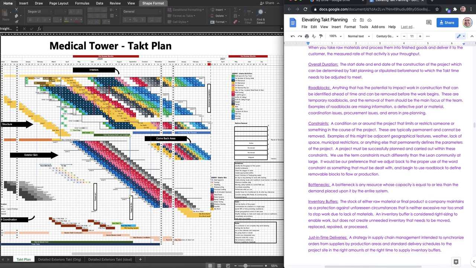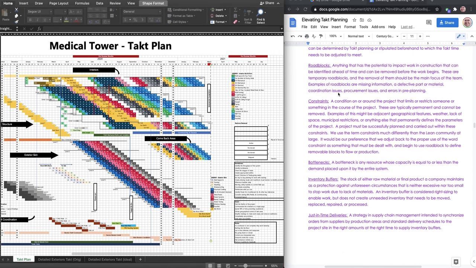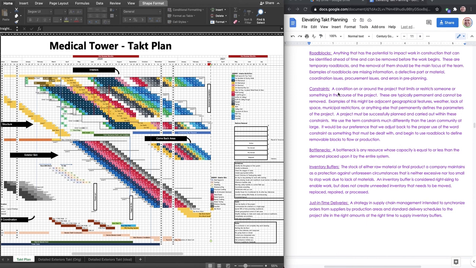The overall duration is obviously from the start to substantial completion and then final completion, so you see that here. Roadblocks, anything that gets in the way. When we use a Takt Plan, there are two things we have to do. We have to make sure that we are removing roadblocks and finishing as we go. That's the only way that Takt planning works, the way where it's going to be super successful.